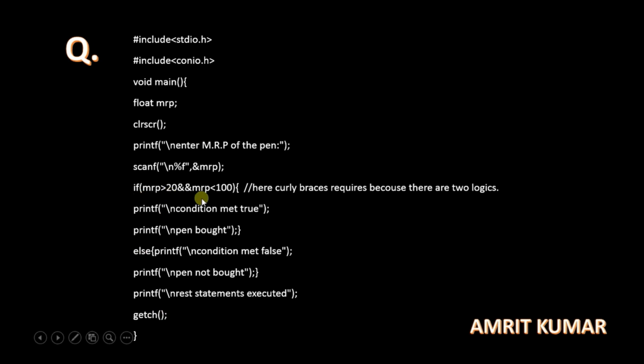If the condition is true, then the if part is going to be executed, and the output is going to be condition made true and pen bound. Otherwise, in any other case, the else part is going to be executed, and the value printed on the screen is condition made false or pen not bound, or we can say the rest statements executed.